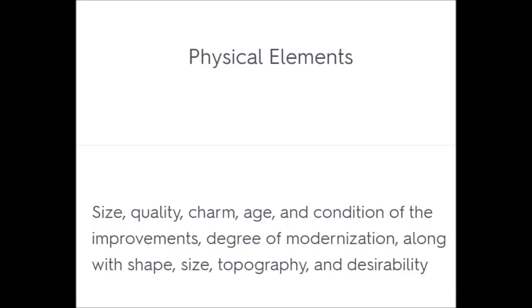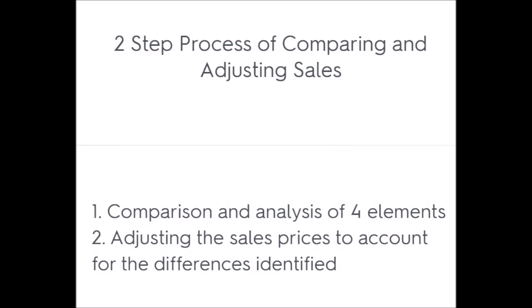Physical elements. Size, quality, charm, age, and condition of the improvements, degree of modernization, along with shape, size, topography, and desirability. Two-step process of comparing and adjusting sales. 1. Comparison and analysis of 4 elements. 2. Adjusting the sales prices to account for the differences identified.